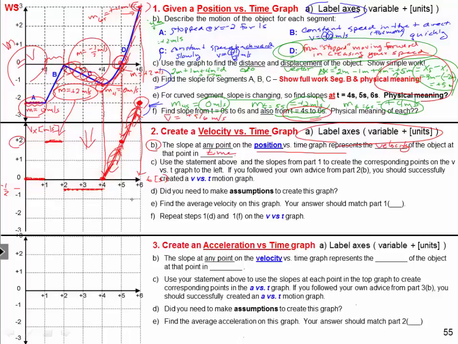Find the average velocity on this graph. Well, the average velocity should be this over here. We'll talk about a way to do this later in class together, and we'll see that it comes out to be 5, 6 meters per second using a different method. But the best way to get our average velocity is to use our position versus time graph to get average velocity.